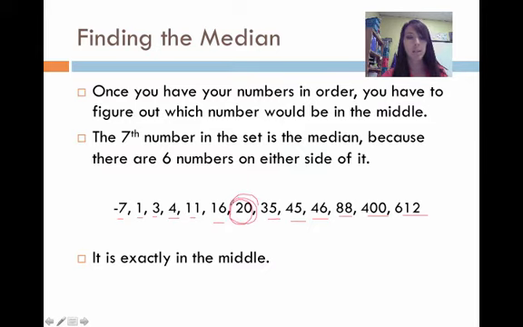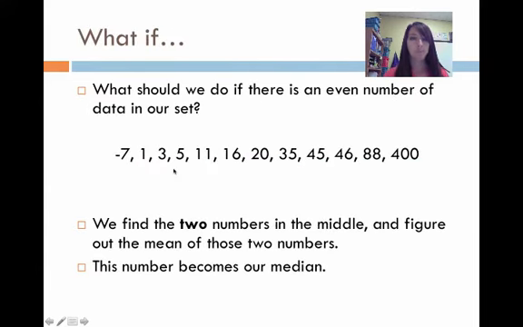Our median here is 20. It's the only number that's left in the middle. And see, there's 6 numbers on either side of it. 1, 2, 3, 4, 5, 6. 1, 2, 3, 4, 5, 6. Okay? So that means that it's right in the middle. It splits our data exactly in half.